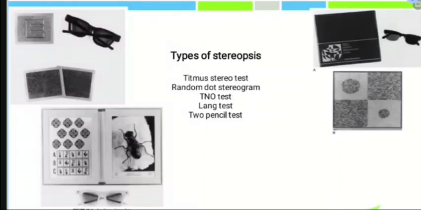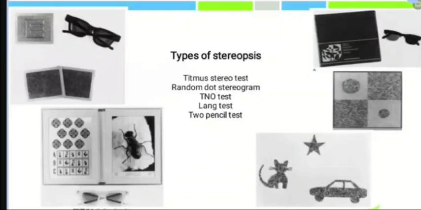It is very simple: one eye captures the horizontal dissimilar image, and the other eye captures the vertical dissimilar image. Both these dissimilar images, vertical and horizontal, fuse together and produce a stereoscopic image. So this is how the stereo acuity charts are performed.